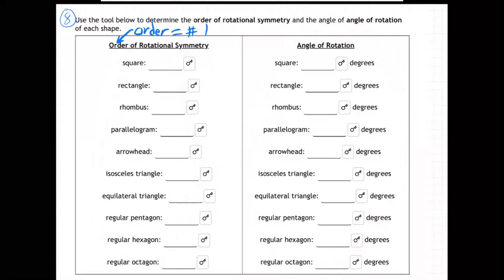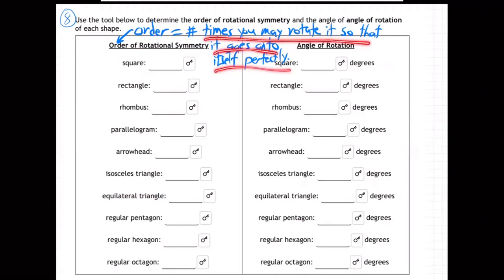The order equals the number of times you may turn it, you may rotate it, so that it goes onto itself perfectly. Oops, sorry. There we go. So that's what order is. Order is the number of times you may rotate it so that it goes perfectly onto itself.